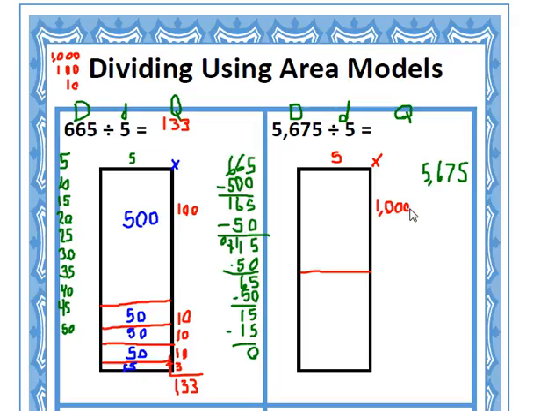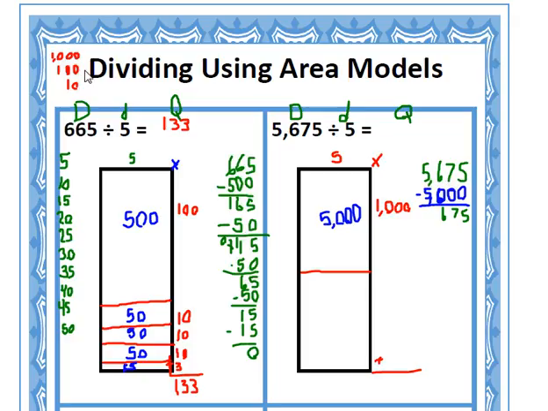Now this time I'm going to try to do a little bit better about lining these up, so by the time I get to the end, I can add these. All right, so 5 times 1,000 is what? 5,000. So now I'm going to subtract 5,000 from 5,675, to have a difference of 675. Now I have 675 left, so 5 times 1,000 is larger than that. I can't do 1,000 again.